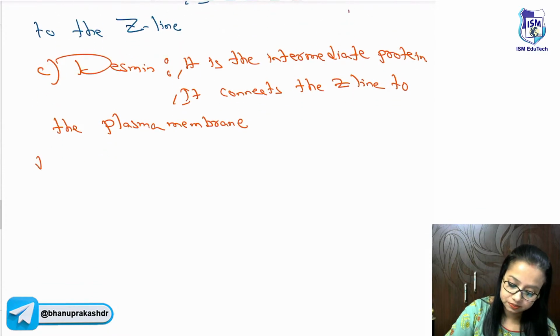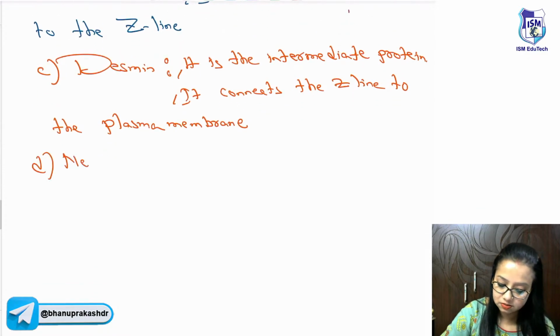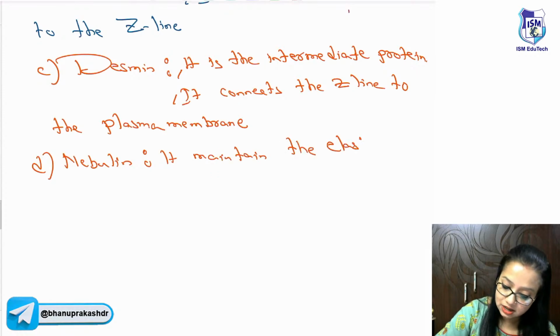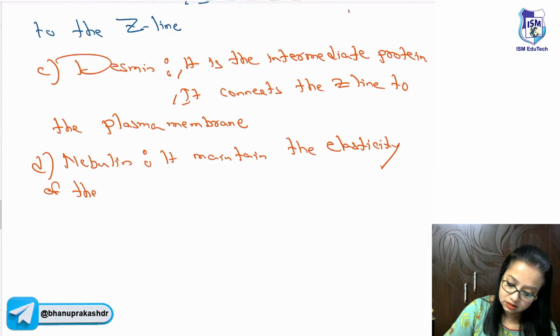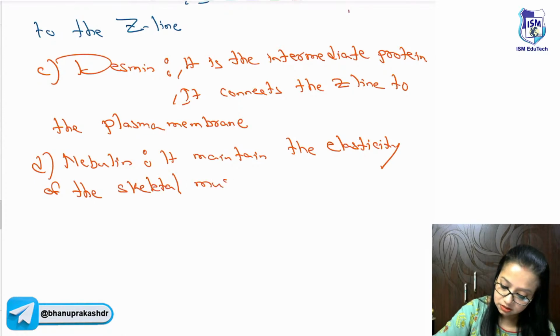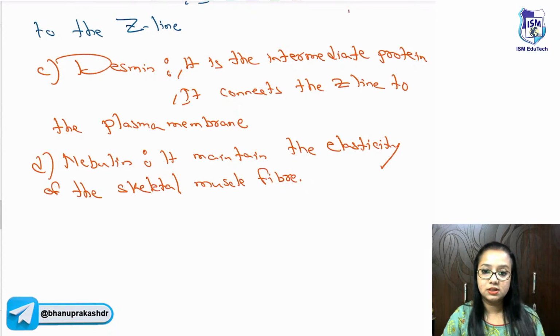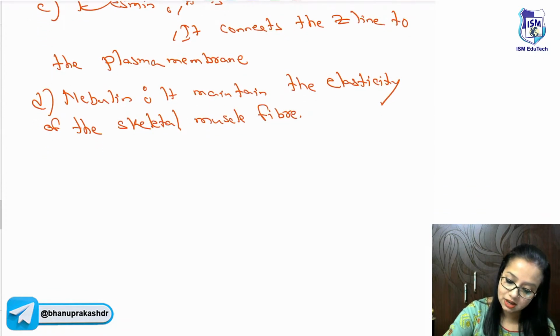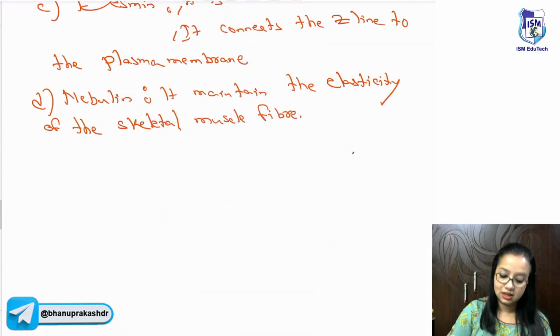Then we have another protein which is nebulin. Now, it maintains the elasticity of the skeletal muscle fiber. It runs through the skeletal muscle fiber and it maintains the elasticity of it, especially helpful during the contraction and relaxation.